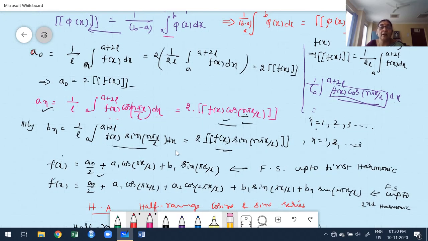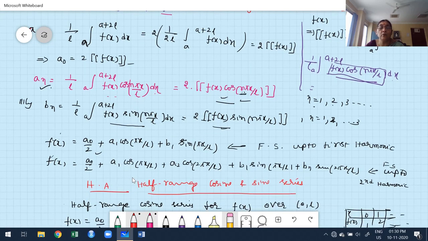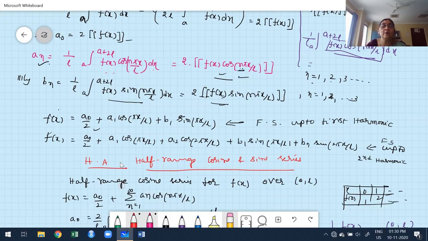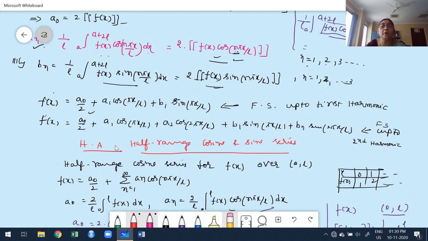Therefore, whenever they have discrete data, they are not going to ask you to construct the full Fourier series. They ask you to construct the Fourier series up to the first harmonic or up to the second harmonic. Up to the first harmonic means I take a naught by 2, the constant term, which is free from both cosine and sine functions, and the first value of n in the summations for an and bn. The sum of these terms is the first harmonic. Similarly, the second harmonic means a naught by 2 plus the first two terms of the summations of an and bn, which give rise to the second harmonic.